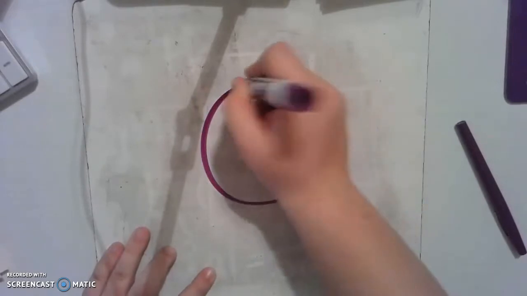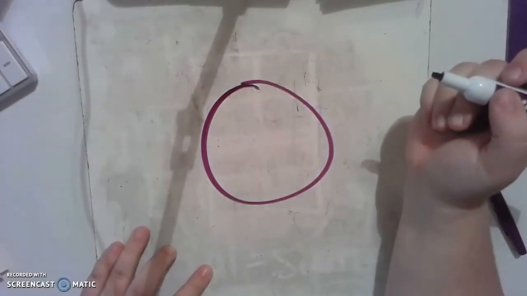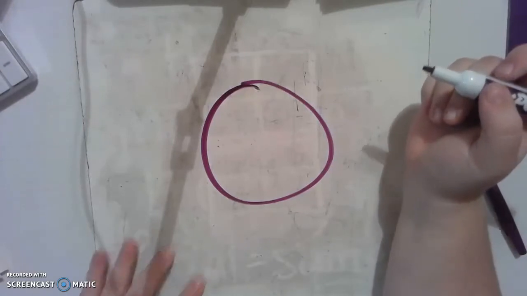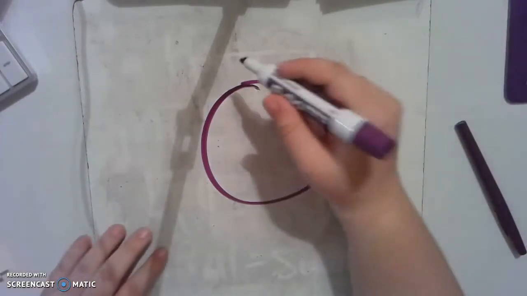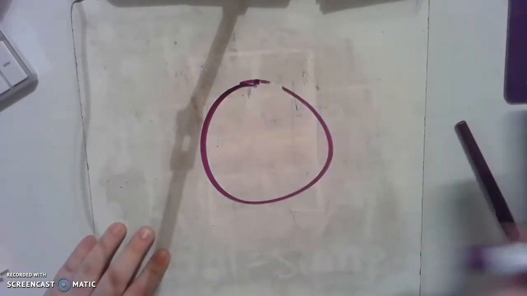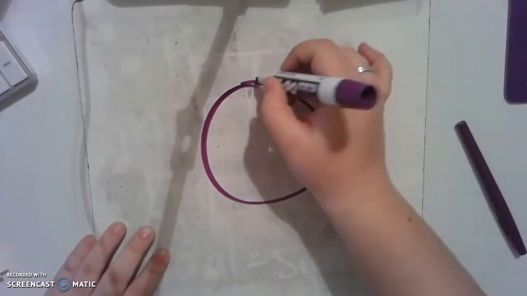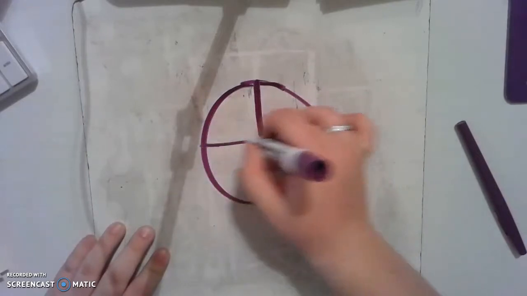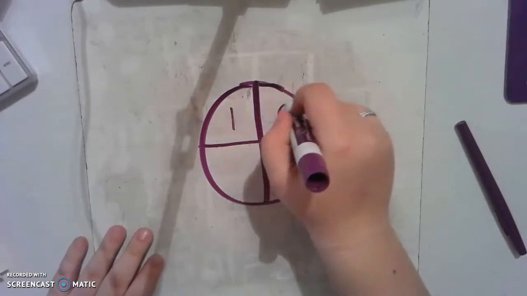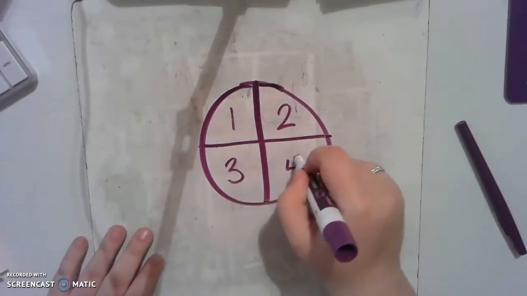For our circle, it's a little bit different, because there's only really one way to draw four equal parts. Remember, they all have to be the same. Oh my goodness, that is not an equal part line. We're just going to draw a giant plus sign, and that's how we get our four equal parts: 1, 2, 3, and 4.